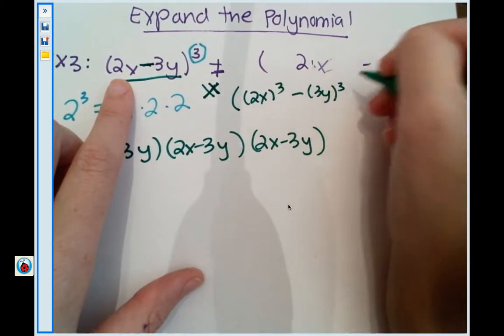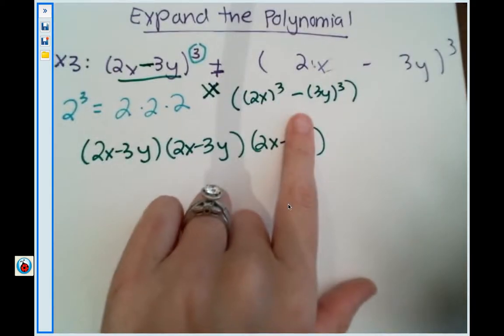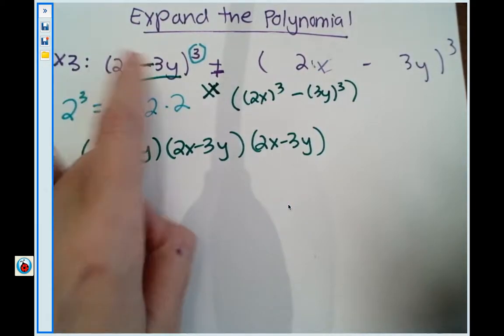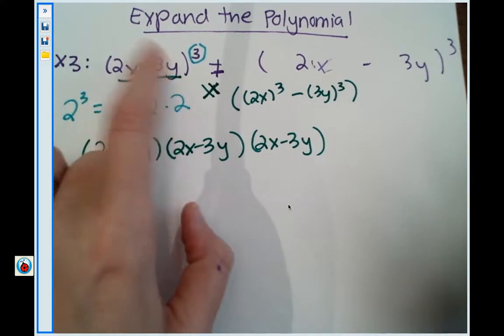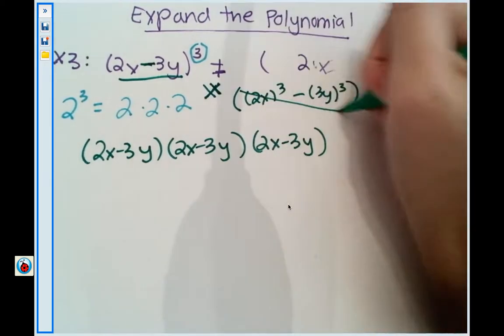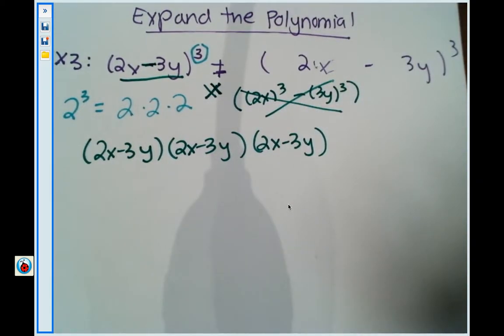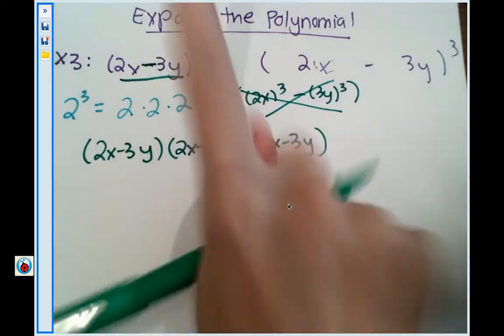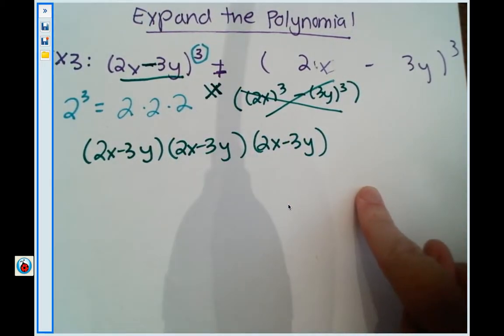No, never. The demon cats will get you if there's a subtraction or addition sign in between two terms and you raise that exponent to each of them. That does not equal that. Don't even think about doing that or the demon cats will get you. Write it out as many times as that exponent says.